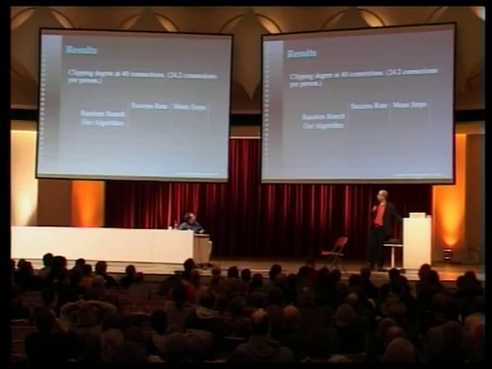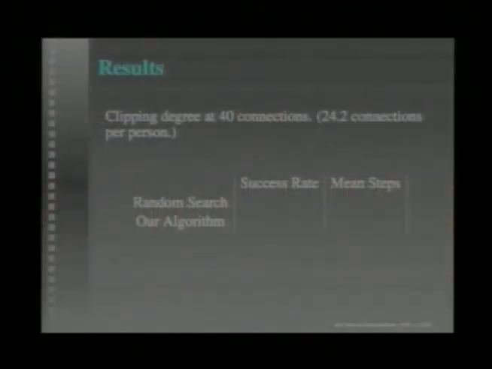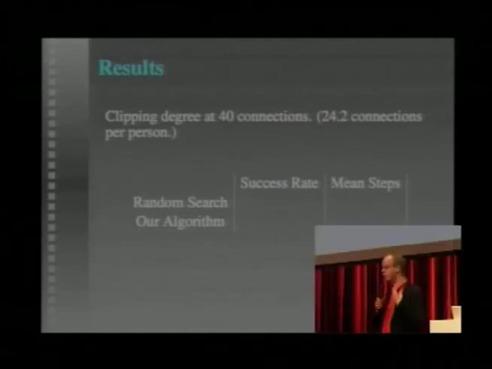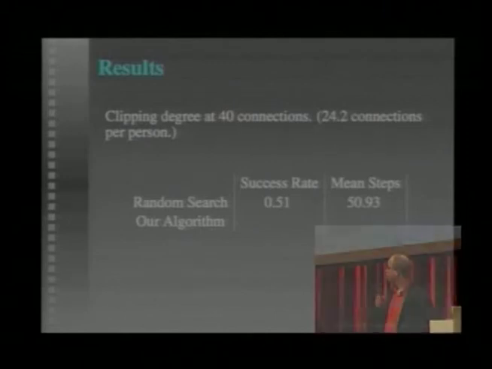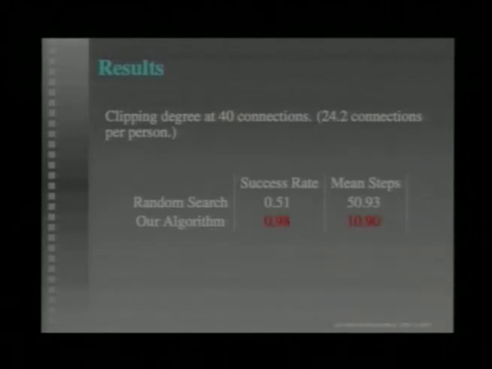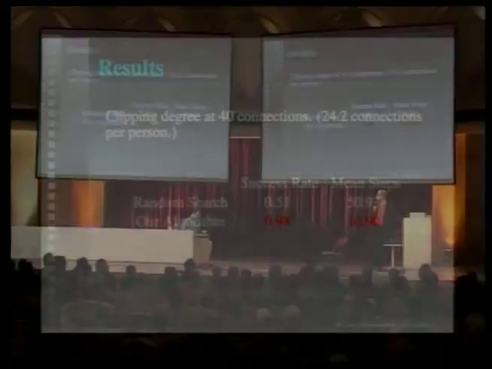And just to show that it isn't about the fact that there were these stars who knew so many people, we clip the degree, by which I mean we don't allow anyone to have more than 40 friends. Then we can see that the random search suffers badly because it doesn't come through these people who have all these friends. On the other hand, ours only increases by a couple of steps and the success rate stays the same. So it isn't really depending on such people.